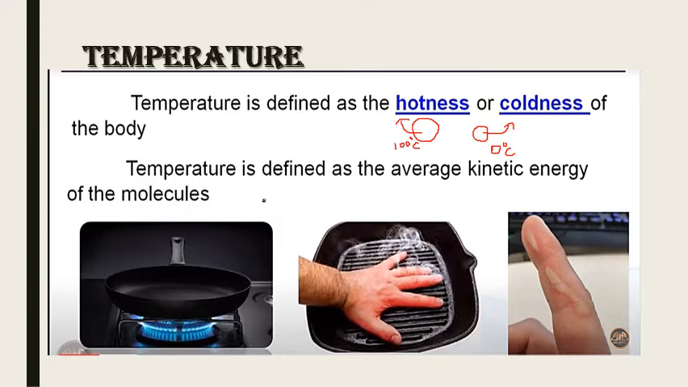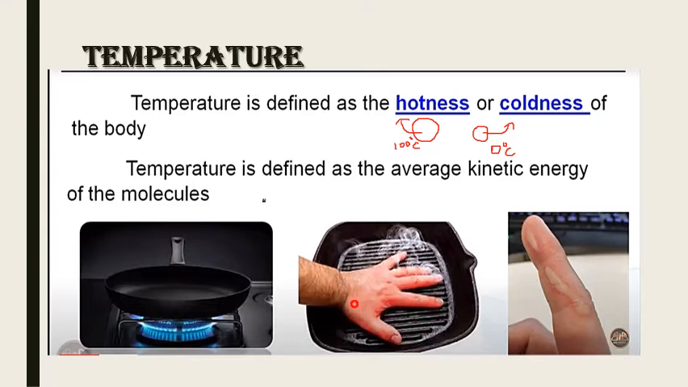What is this kinetic? Kinetic energy is the movement. Now you can see these images. First one, on heating this pan more, what will happen to the solid's minute molecules? They start vibrating. On heating more, they will vibrate more. So you can see the second picture. If you touch this with your hand, what will happen?